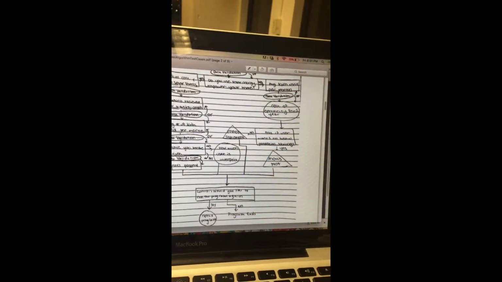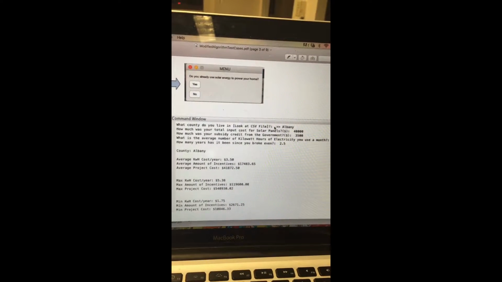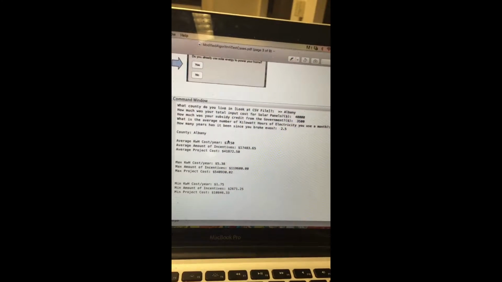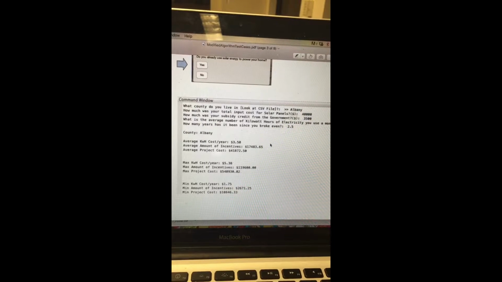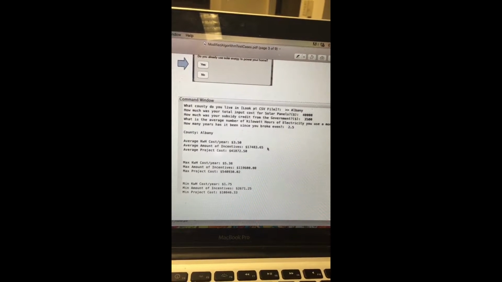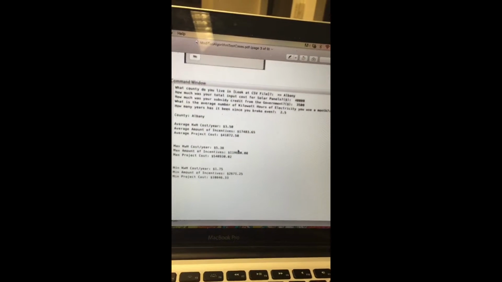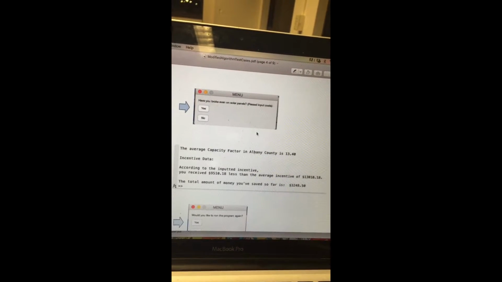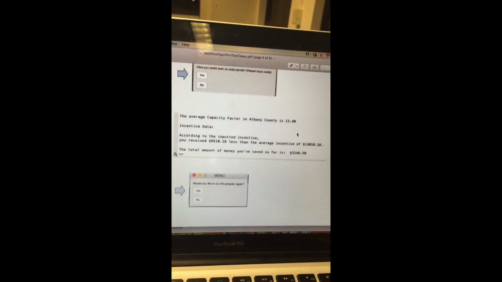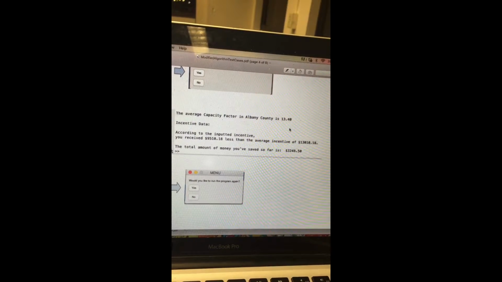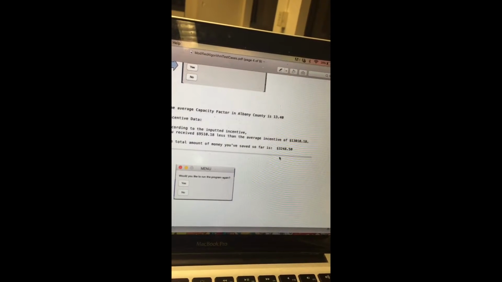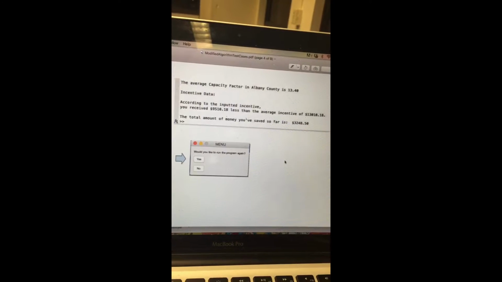facts and figures. So, for example, test case 1, if you use solar panels, it asks you for all of this, then it outputs your county that you picked, average kilowatt hours per year, cost per year, average amount of incentives in your county, average project cost, gives the max and min of the county, then asks if you broke even on solar panels. Then it gives the average capacity factor, incentive data, total amount of money you saved so far, and asks if you wanted to run again.